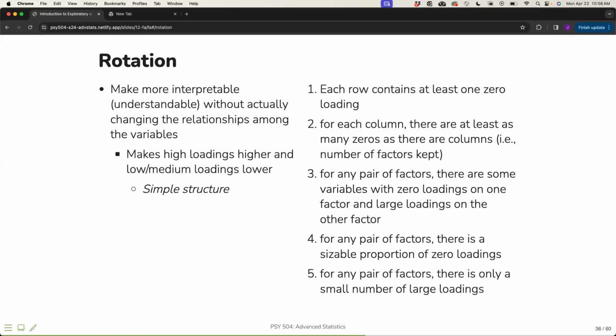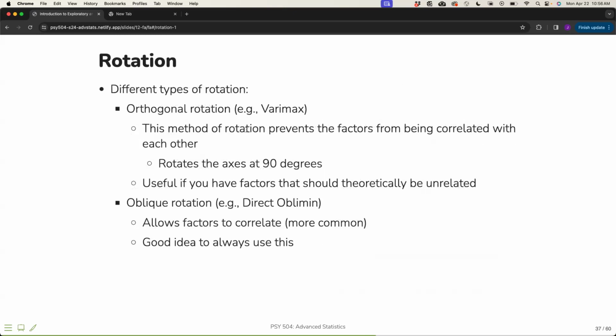So an item loads highly on only one factor and loads lowly on all the other factors. For each column, so for each factor, there are at least as many zeros as there are columns. For any pair of factors, there are some variables with zero loadings and large loadings on the other factor. There's a sizable portion of zero loadings, and only a small number of large loadings. So when you hear about simple structure, that's what this represents. One way we can achieve simple structure is by applying a method called rotation.